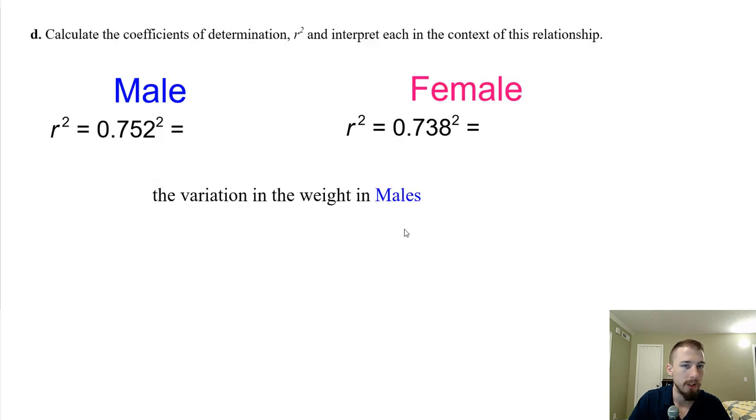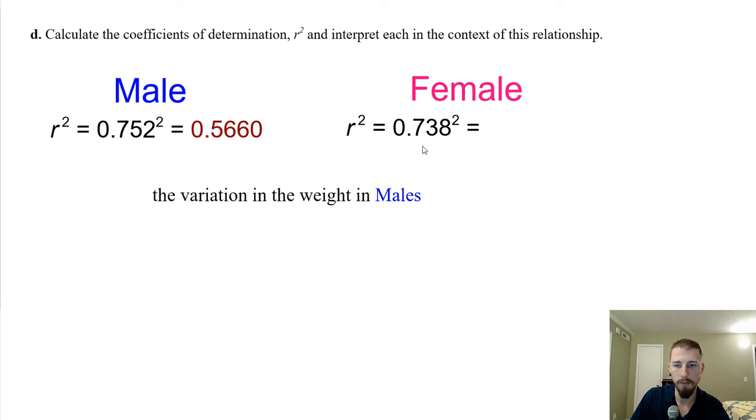All right, calculate the coefficient of determination, which is the r squared, and then interpret it in the context of each relationship. So if this is the correlation coefficient that we have here, the r squared would be that squared, which is going to be, okay, 0.566 or 0.556.